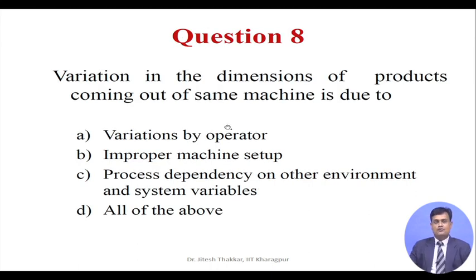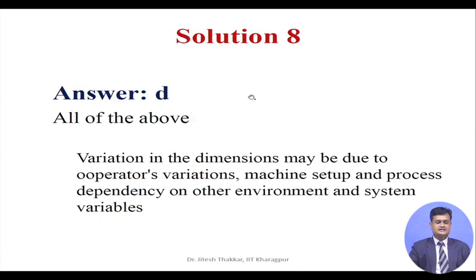Question 8. Variation in the dimensions of products coming out of same machine is due to A, variation by operator, B, improper machine setup, C, process dependency on other environment system variables, and D, all of the above. The correct answer is D, all of the above. Variation in the dimensions may be due to operator variations, machine setup and process dependency on other environment and system variables.